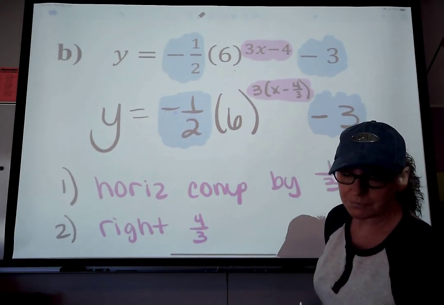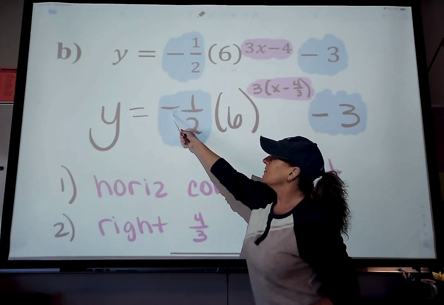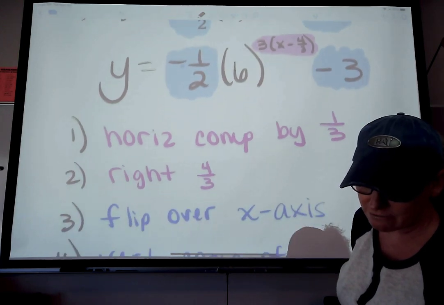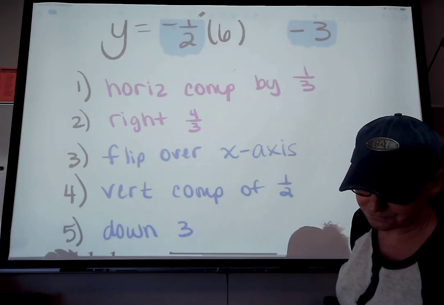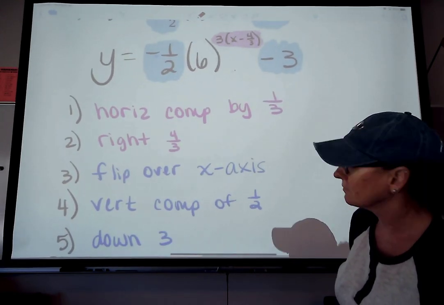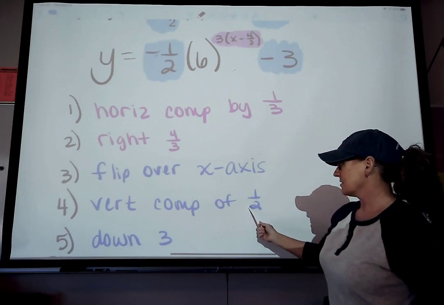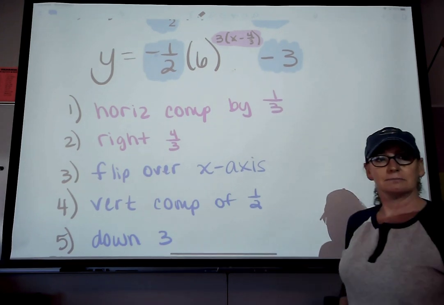And then for the blue, there are 3 things. I see a negative, I see a fraction, and I see the -3. So 3 vertical transformations. The negative does this, the 1/2 does this, and the 3 does this.